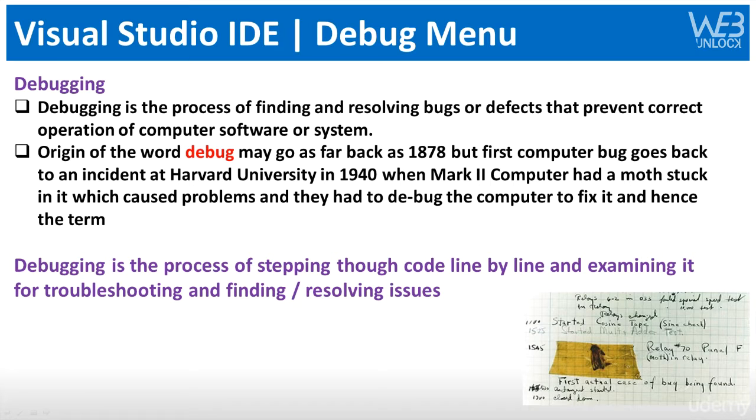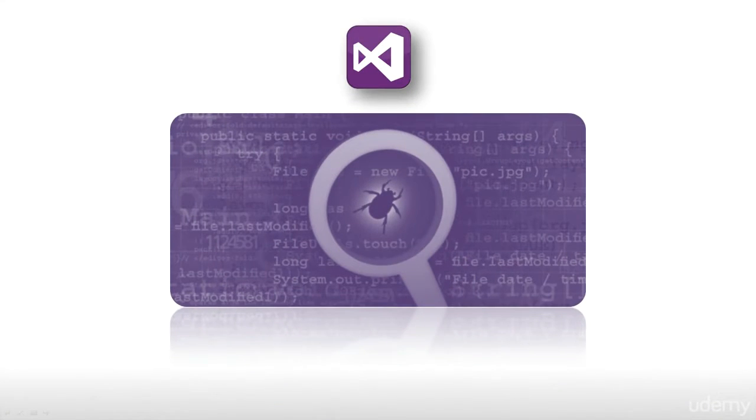The term I want to leave you with and I want you to understand from this course is that debugging nowadays is the process of stepping through code line by line and examining it for troubleshooting to find and resolve bugs or issues. So that's the term debugging. Let's see this in action and see how we can debug our first hello program using Visual Studio. Let's jump right into it.